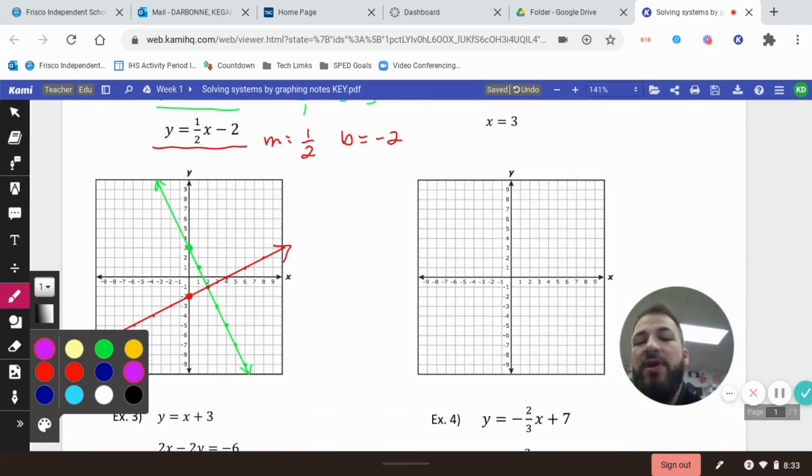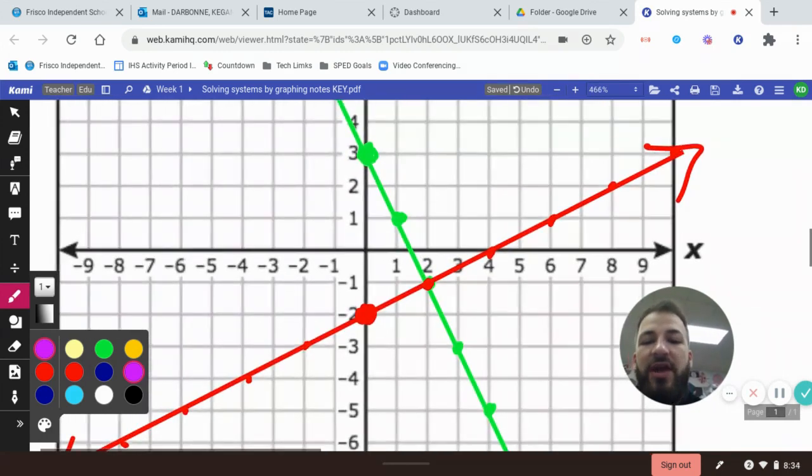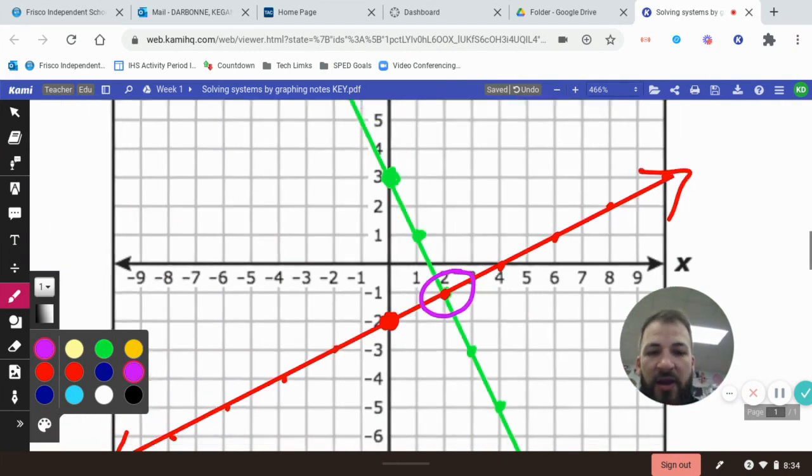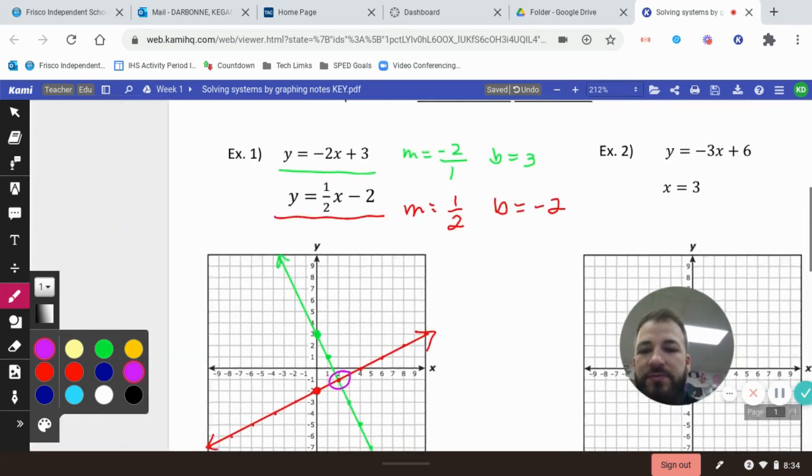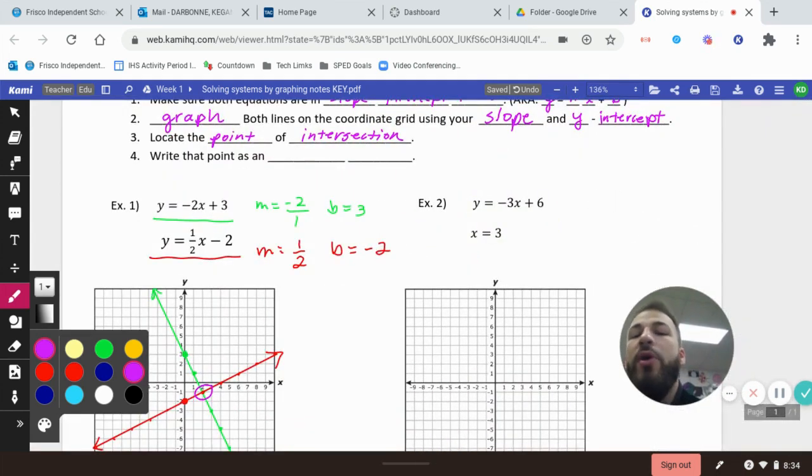And if we look closely, we can see that they very clearly cross right here at an x value of 2 and a y value of -1. So as our very final step, we want to write the point as an ordered pair.